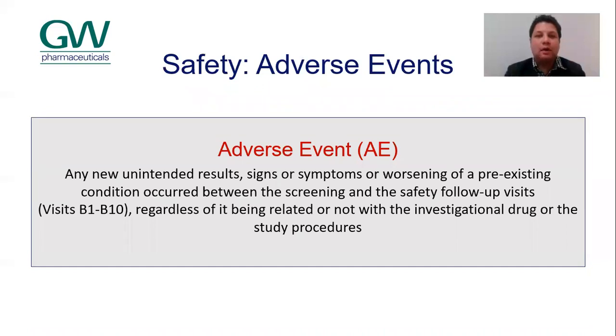Now, we'll discuss participant safety. We'll understand the definitions of adverse events and the types, and we'll see how we can collect and report them. So adverse events are any new unintended results, signs or symptoms or worsening of pre-existing conditions occurred between the screening and the safety follow-up visits, that is from visit B1 to B10, regardless of it being related or not with the investigational drug or the study procedures.